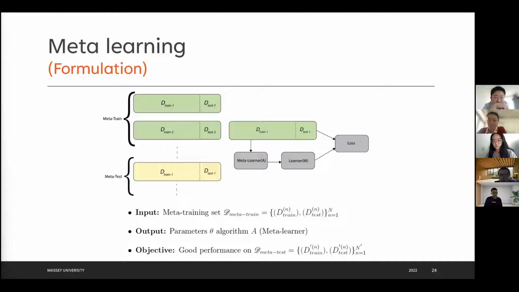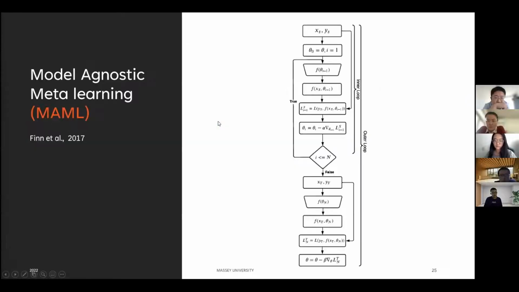The objective is to get the most educated guess around the parameters, so that we can easily adapt the parameters to new tasks. We can easily use our previous experience for learning the new task. This is the formulation. In meta learning, the famous model proposed by Finn et al. in 2017 is called model agnostic meta learning.